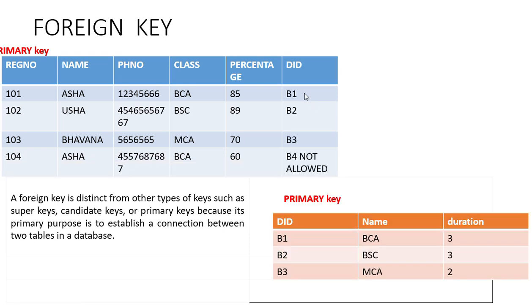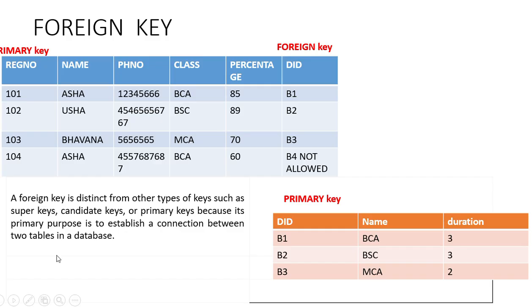So what is this DID? This is the primary key of one table. I am taking this. So DID is the department ID, and here the primary key I am using here. So this becomes the foreign key. Okay. So as I said, this is B1. So BCA means it is B1 department ID, and BSc is B2, and the student who is doing MCA is B3.